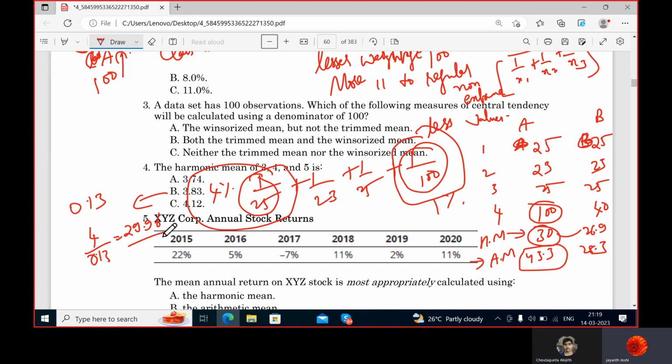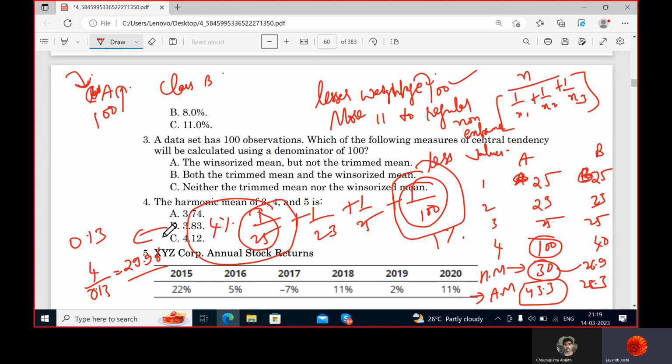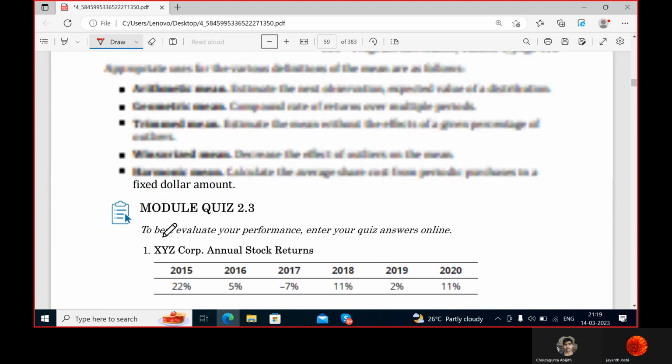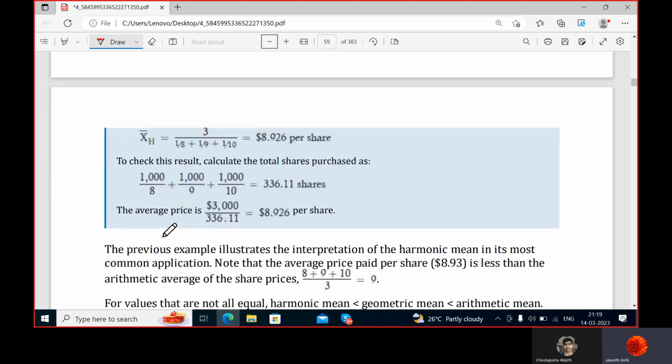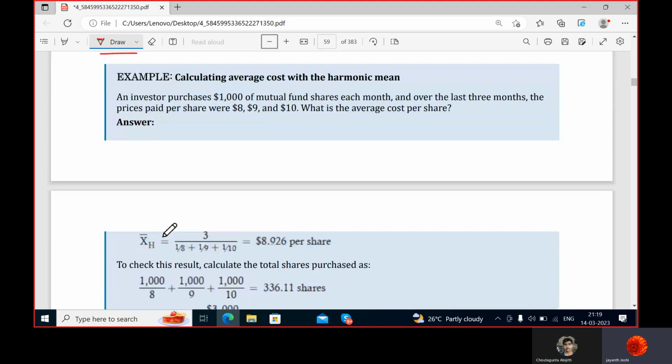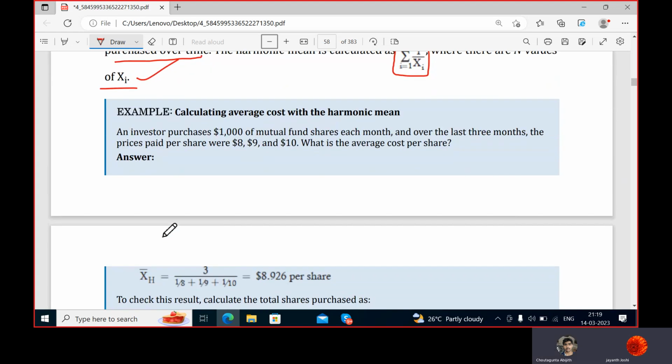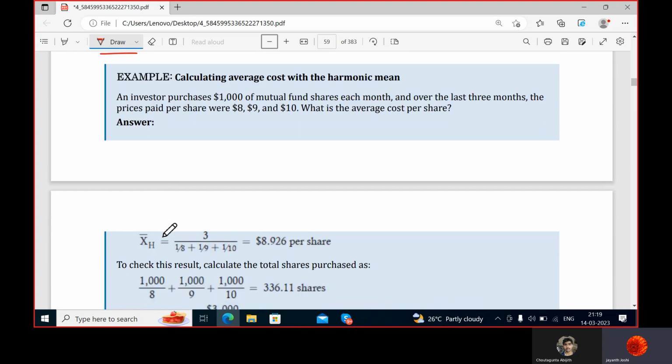So you understood now why we use this. Yes, sir. To the highest observation, you give the least weightage, and you try to rule out the extremity. Technically, students won't think about all this, but it is very important. Now, if they give you some MCQ kind of questions, then you will be in trouble.